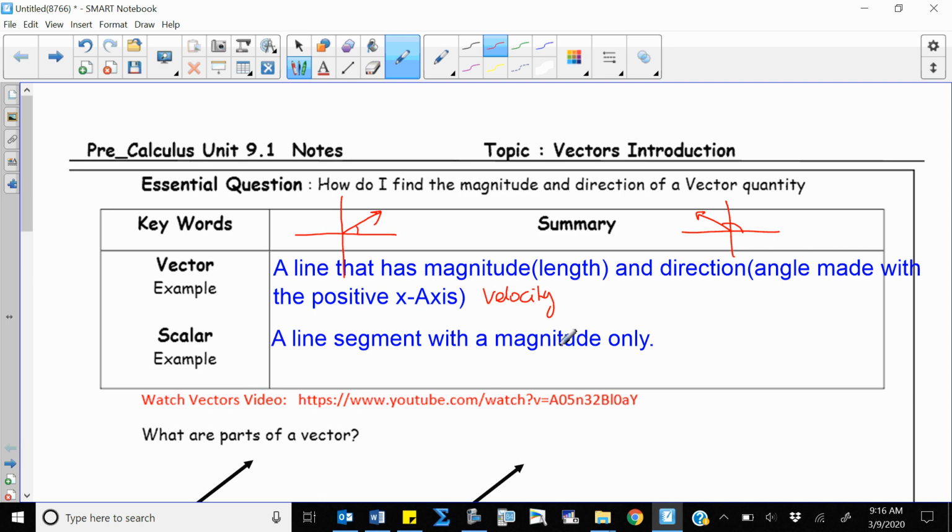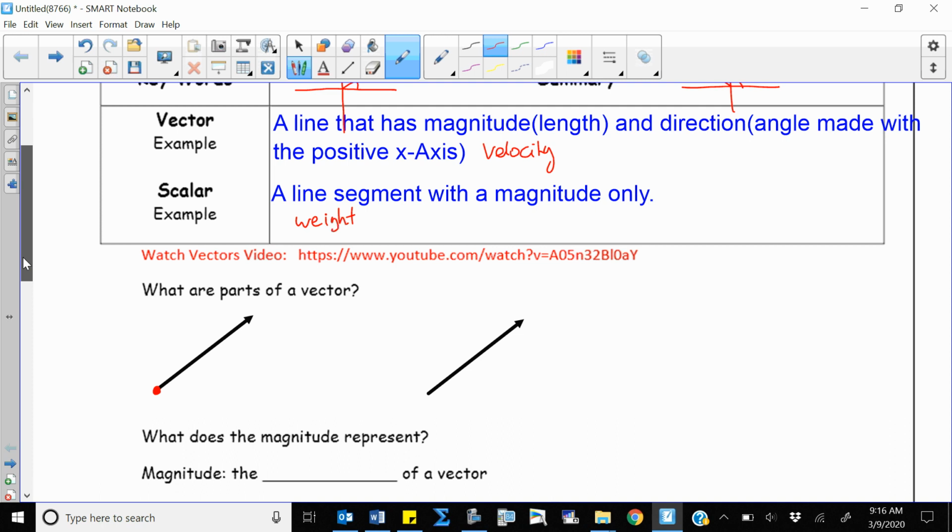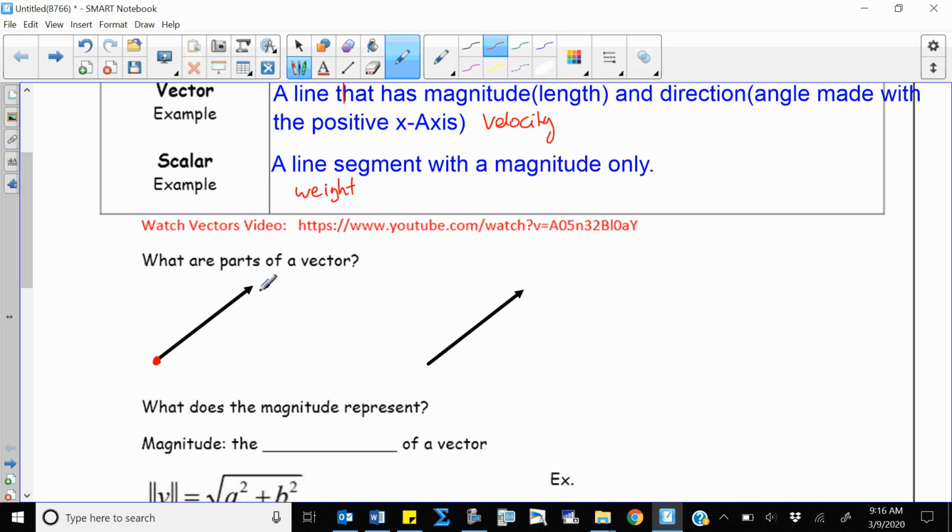A line segment with a magnitude only is called a scalar. So it doesn't have any direction, it has only magnitude. For example, like temperature, or when we say someone is weighing 120 pounds, that is basically a scalar because it doesn't have any direction. It's just 120 pounds.